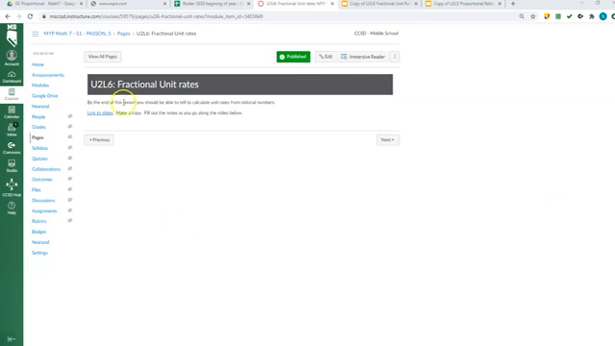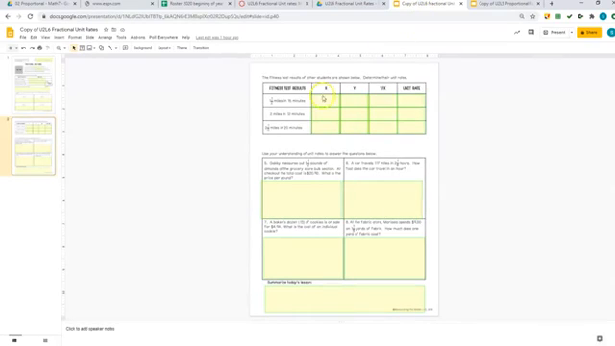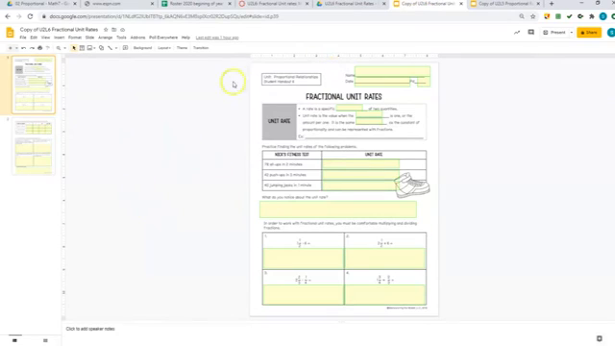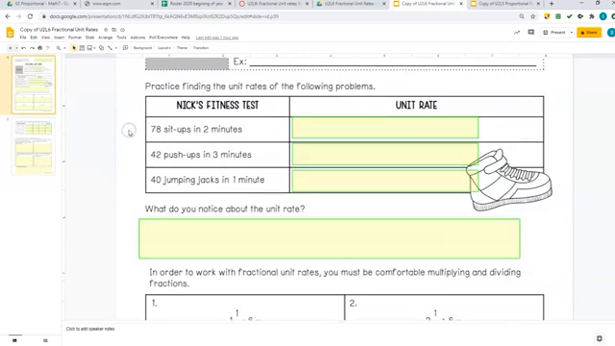So you'll notice the link to the slides is here in Canvas. So click the link. Oh, looks like I already made a copy of this one, so I'm going to flip over to the copy that I already made. And then today we're talking about fractional unit rates. Let me change the view. Zoom 200%.